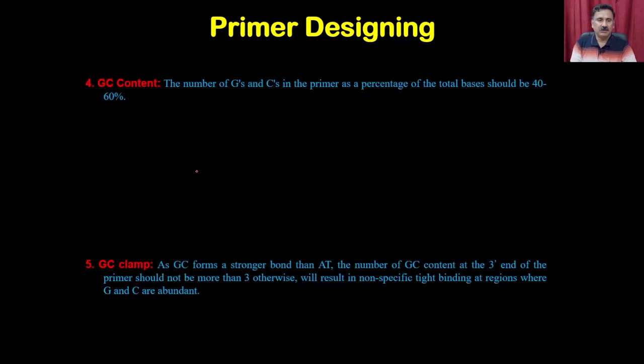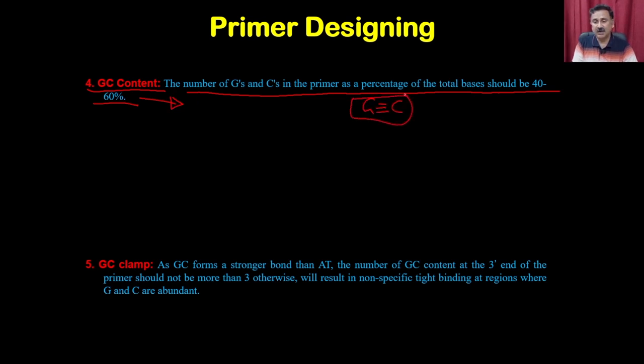The fourth is, you also have to take care of the GC content. The number of GCs in the primer as a percentage of total bases should be between 40 and 60 percent, because every G has three hydrogen bonds with the C, and that's why it provides better specificity and better strength for the primer to anneal to the template.